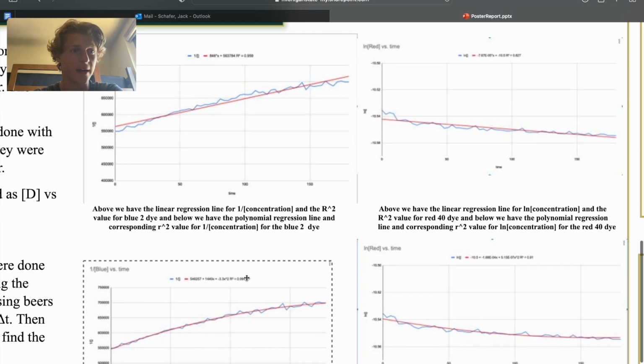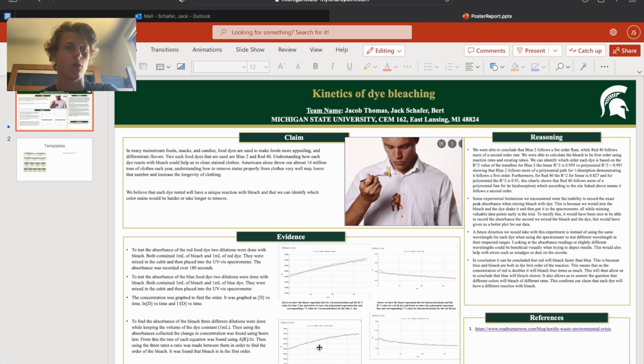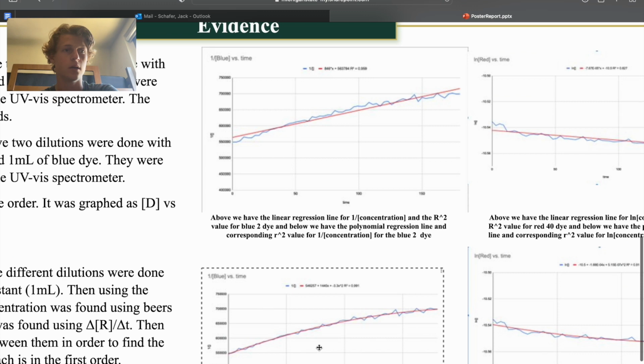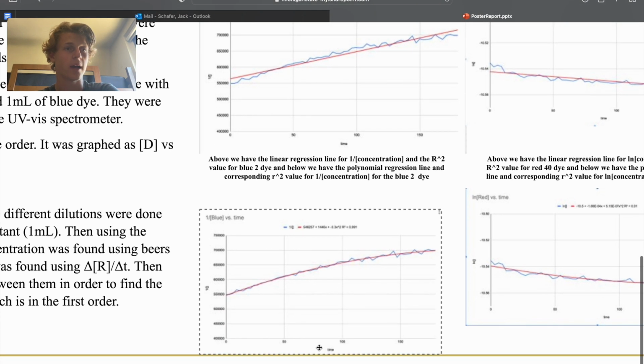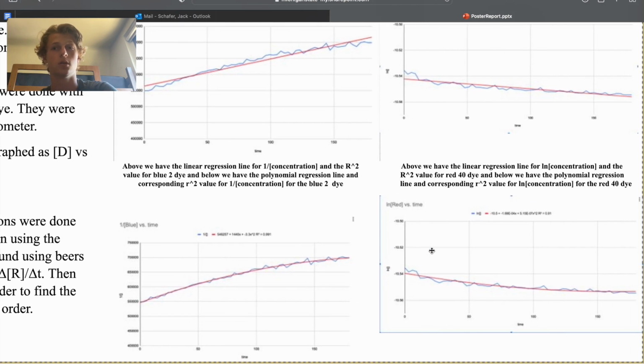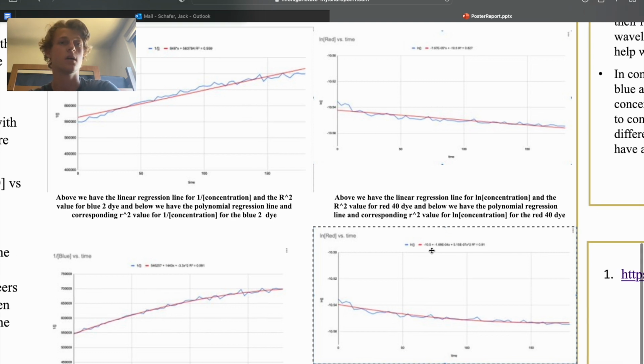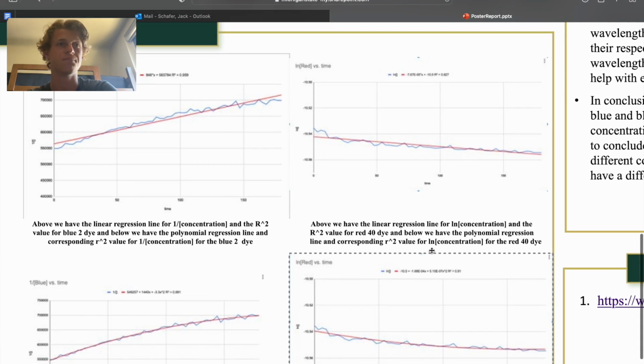So it's like 0.991 versus 0.959 right here. So what we can assume is that for blue dye, blue versus time, what you're going to want to have for 1 over blue concentration versus time, you're going to want to use a polynomial equation. And that's going to mean that blue dye is a first order equation, according to the Purdue linked thing that we had, and also what we've learned in class. So we linked all that information to make it much easier.